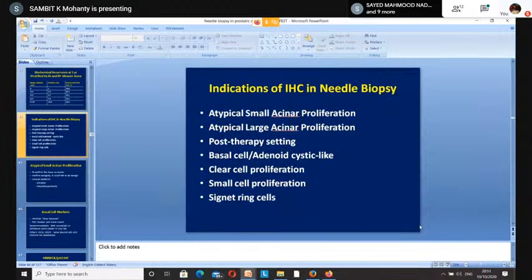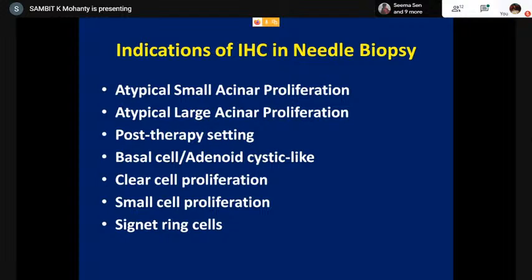So we'll start with this slide. What are the indications of doing immunohistochemistry in needle core biopsy? First one, I will say, when you see an atypical small acinar proliferation where you are not sure it is cancer or not, or it is atypical large acinar proliferation, you do not know it is cancer or not. Post-therapy setting, radiation. Basal cell or adenoid cystic like changes. It is a benign thing or a malignant thing. Clear cell proliferation. Small cell proliferation. I mean the small cell neuroendocrine kind of proliferation or signet ring cells.